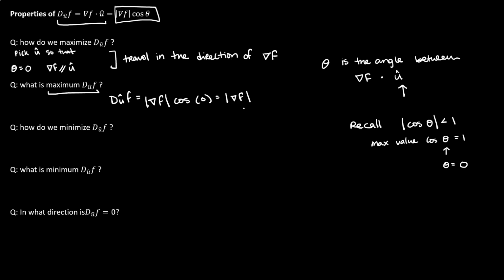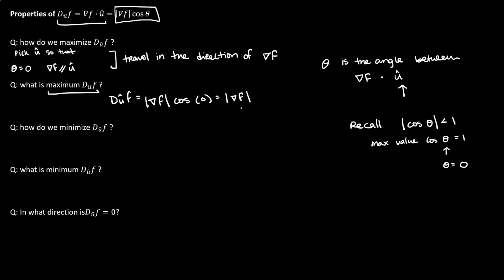And this is one of the reasons why the gradient vector is so powerful. Not only was it a shortcut so that we could bypass the limit definition of a directional derivative, but also it's telling us how to maximize that directional derivative and how to compute what the maximum directional derivative is.